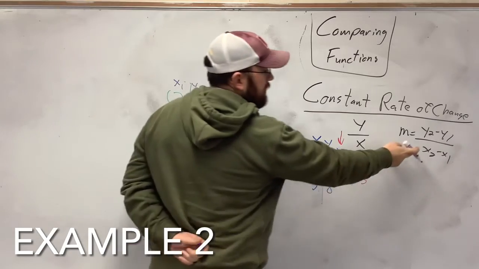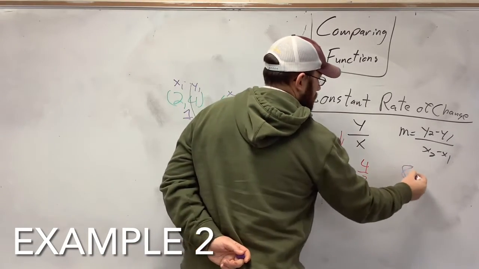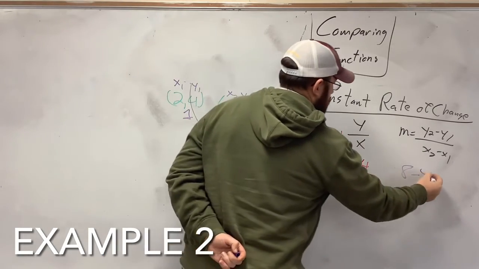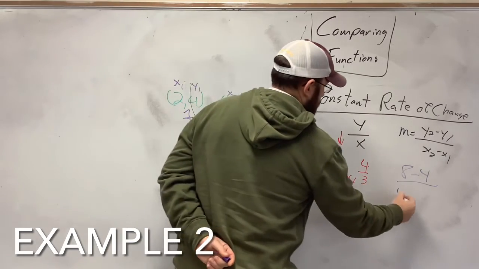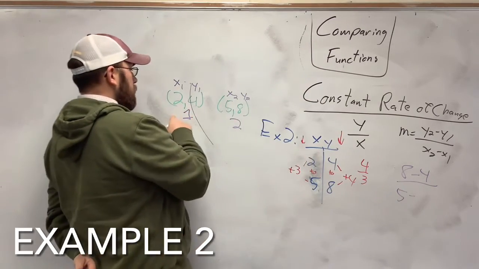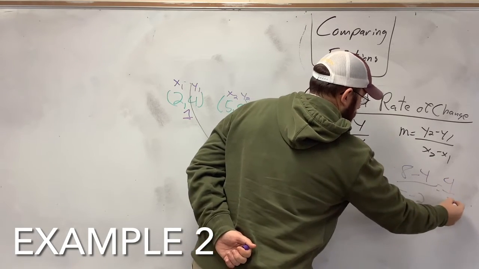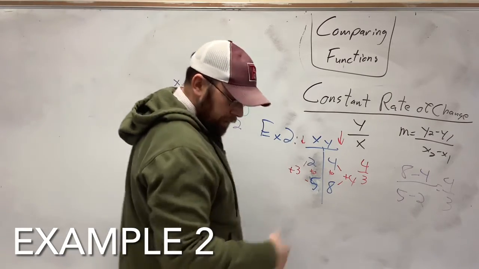And then I plug them into this formula over here. So my y2 is 8 minus my y1, which is 4, over my x2, which is 5, minus my x1, which is 2. So it gives me 4 over 3. That's 2 ways to do this.